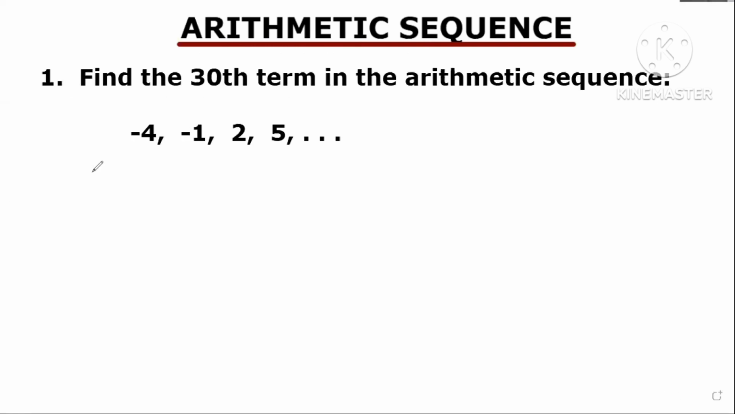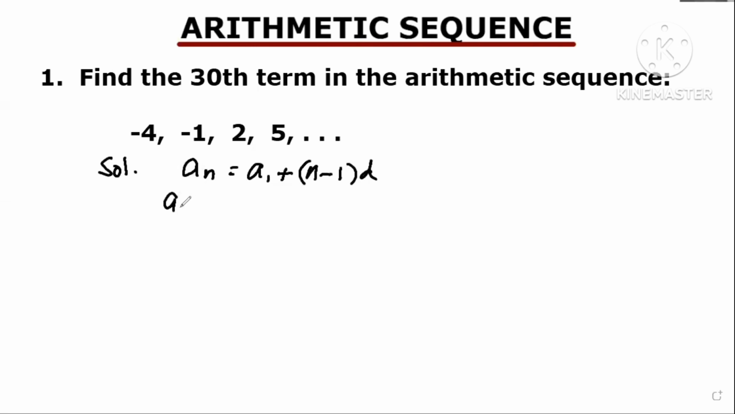Let's have the first problem. Find the 30th term in the arithmetic sequence -4, -1, 2, and 5. To solve for the 30th term, we use the formula for the nth term of an arithmetic sequence. Solution. The formula is a sub n is equal to a sub 1 plus n minus 1 times d.